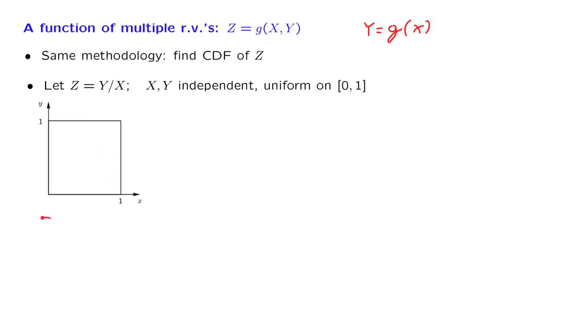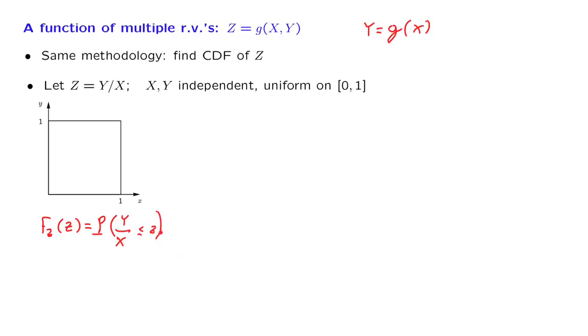So now let us write an expression for the CDF of Z, which by definition is the probability that the random variable Z, which in our case is Y divided by X, is less than or equal to a certain number, little z.